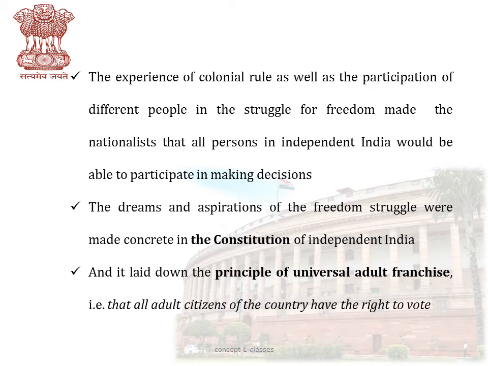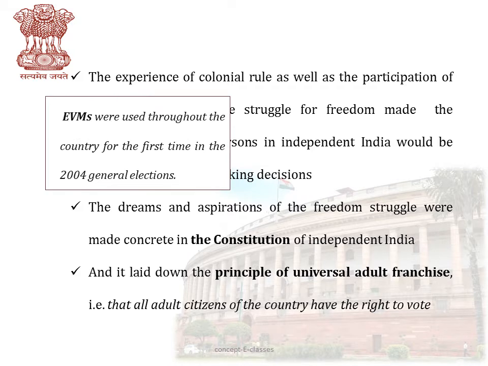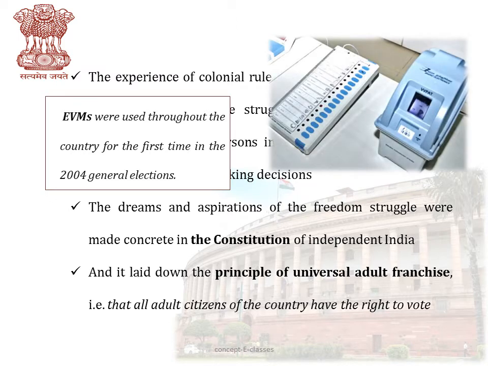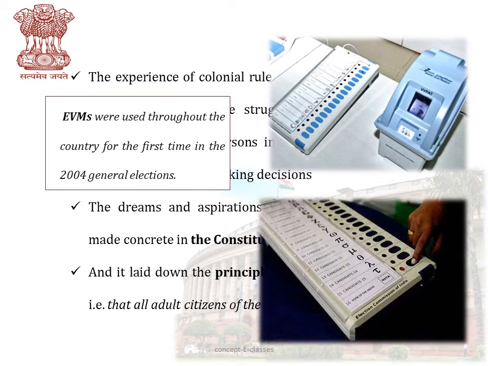Now, before 2004, the people used ballot papers for voting, and the EVMs, that is the electronic voting machines, were used throughout the country for the first time in the 2004 general elections. And the use of EVMs in 2004 saved around 1,50,000 trees, which would have been cut to produce about 8,000 tons of paper for printing the ballot papers.